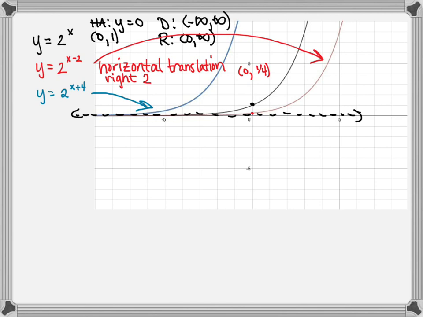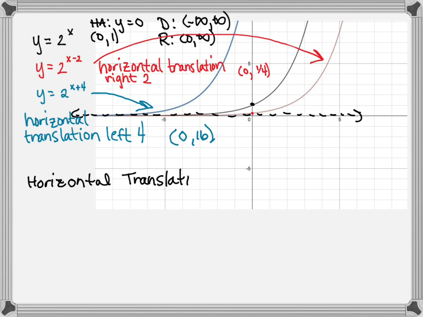Finally, let's look at y equals 2 to the x plus 4. That's graphed here in blue. This is a horizontal translation or shift left 4 units. Our horizontal asymptote does not change again, but our y-intercept does because our function is shifting left. So now our y-intercept will be 0, 16. We cannot even see that on our graph because it's a little bit higher than where our graph goes. And our domain and range don't change.